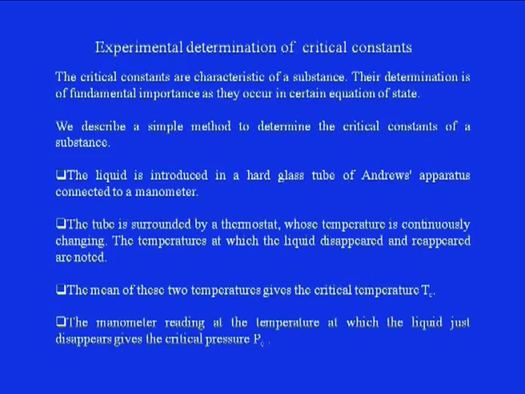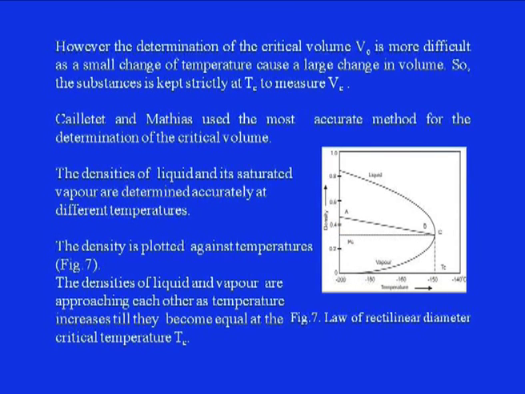So, how did they determine it? The densities of the liquid and its saturated vapor are determined accurately at different temperatures. Then they plotted density as a function of temperature. As you see from this figure, the densities of the liquid and vapor approach each other as temperature increases, till they become equal at the critical temperature.